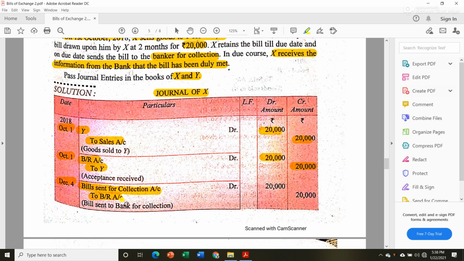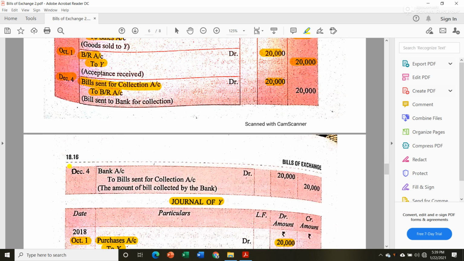Okay, so for sending the bill to the bank for collection, the journal entry will be bills sent for collection account debit to bill receivable account rupees 20,000. Now after sending, he got information that the bill was duly met, that means he received money. So again on date 4 there will be a new journal entry, that is bank account debit for receiving the amount of the bill, to bills sent for collection account, 20,000.